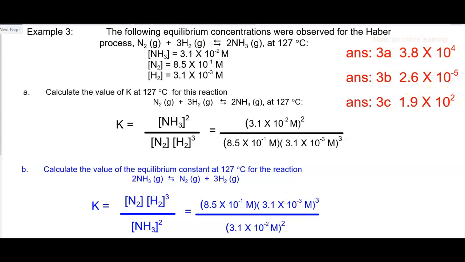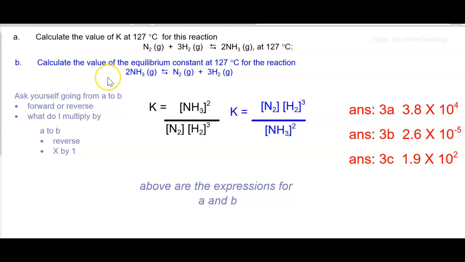Let's compare them in a little bit quicker way. As I look at A and B, ask yourself the two famous questions we've asked ourselves several times throughout this year: forward or reverse. So what would I do to A to get it to look like B? I would forward or reverse A, and what would I multiply by? From A to B, I'd have to reverse it. So notice that B is the reverse of A. If I reverse A, I have B. And then what would I need to multiply by? Well, to get to B, I have to multiply by 1.